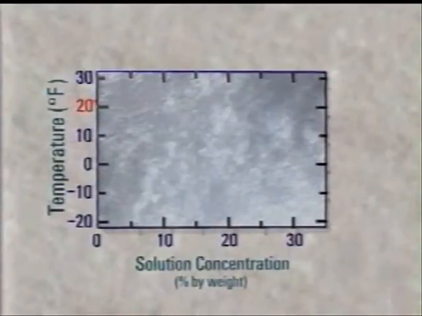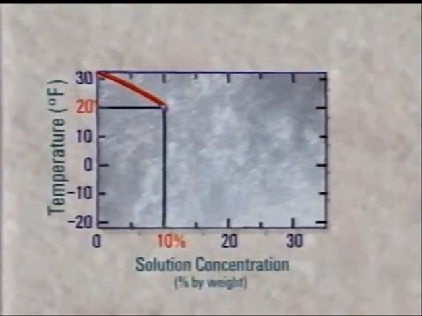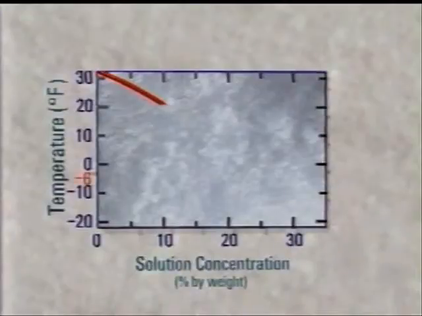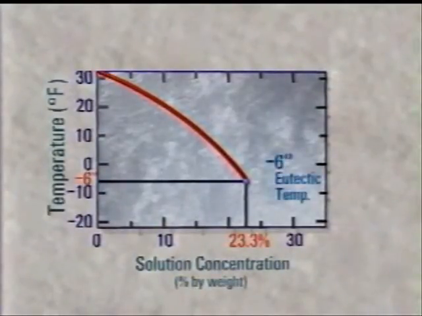For example, at 20 degrees, a 10% solution of sodium chloride could melt ice. The freezing point continues to decline down to -6 degrees when the concentration reaches 23.3%. This is what's called the eutectic temperature of sodium chloride. -6 degrees is its maximum freezing point depression. Note that as the concentration increases beyond 23.3%, the freezing point of the liquid chemical rapidly increases.